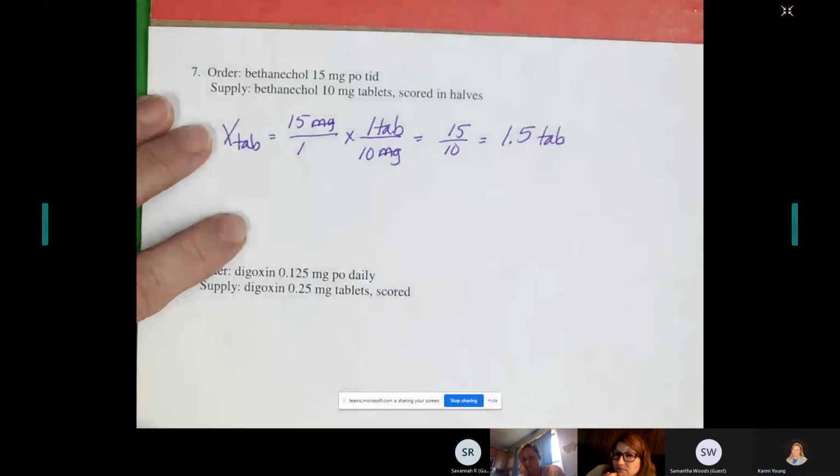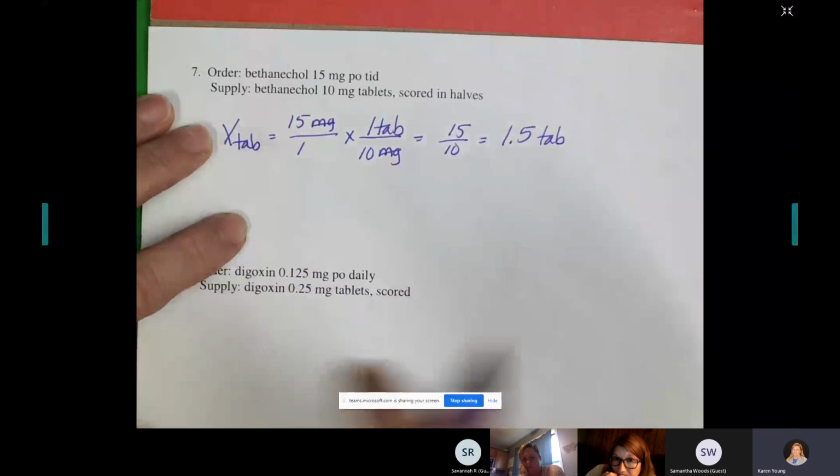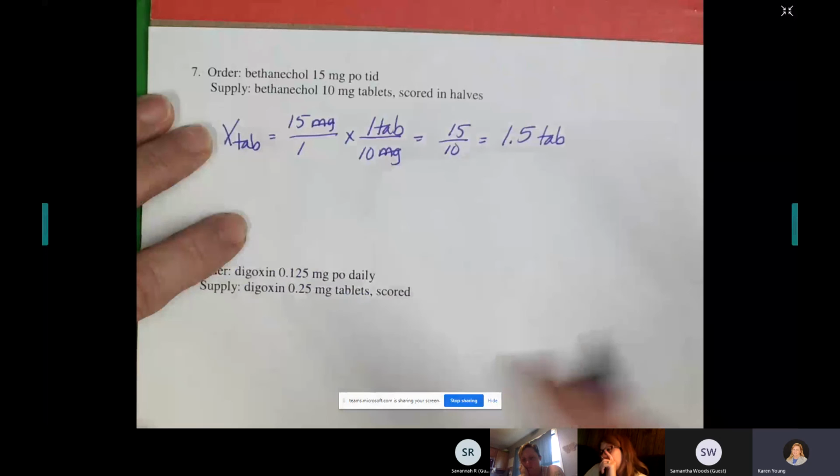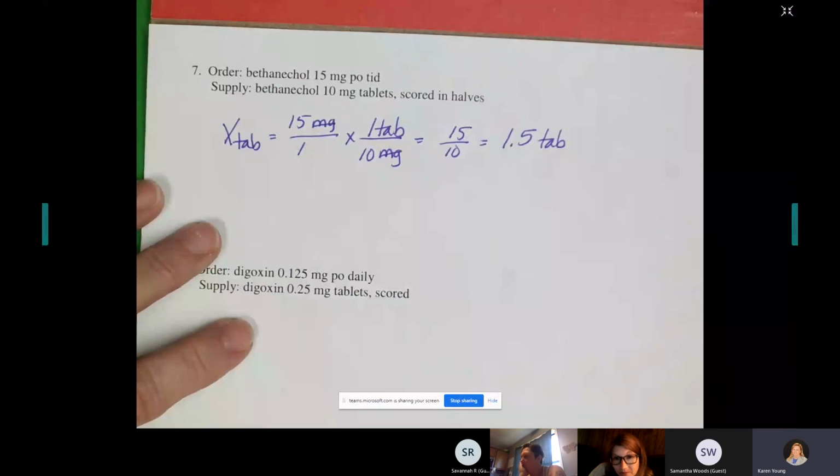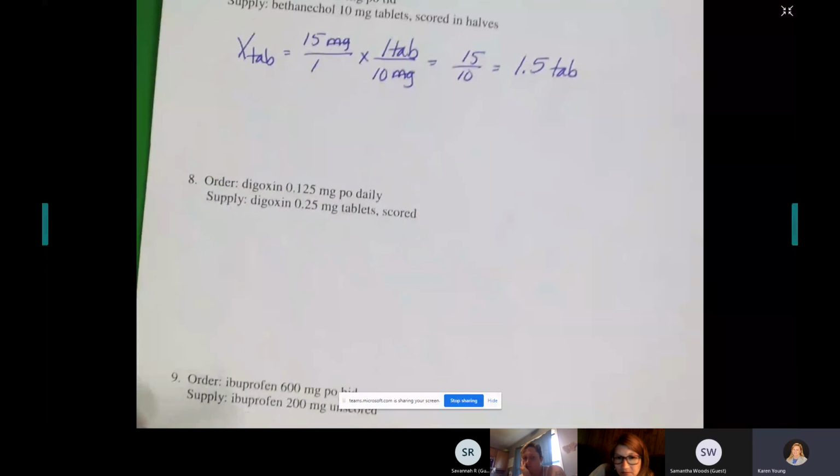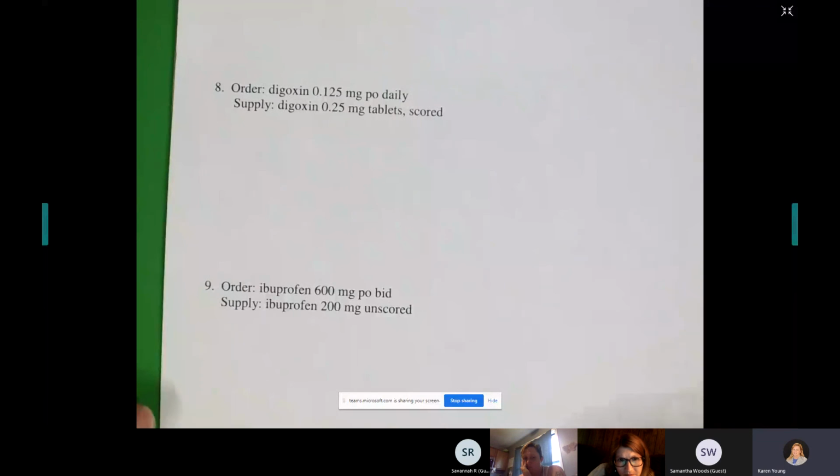You got 1.5? I got 1.5. Say that again. 1.5. I got 1.5 too. Okay. 1.5 is what I got. So what do y'all think? This is pretty easy? Yes. And the more you do it, the easier it'll get. So I'm going to give you guys 8 and 9 and let y'all work those real quick.